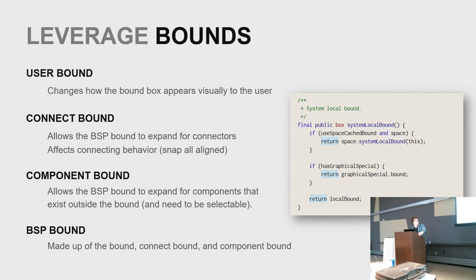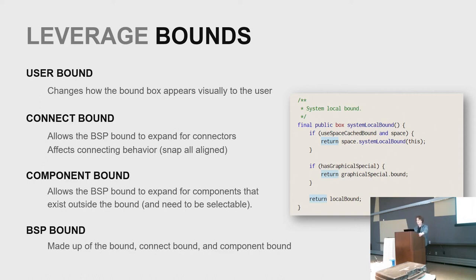And it also affects connecting behavior. Snap all aligned is a good example. When you're dragging things around trying to connect, if you have modified your connect bound in some way, you may see some key connecting behavior. Or if you need your things to connect and you're not seeing them connect and you're confused, take a look at connect bound because there might be something wrong there.